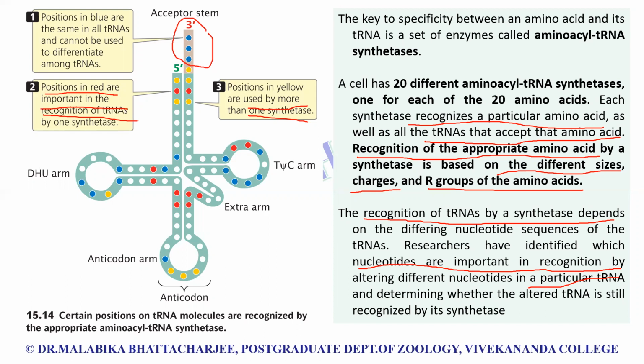The second genetic code are those red dots on the tRNA, which help the amino acid tRNA synthetase to recognize a specific tRNA for a specific amino acid. This concept is only present in the book Molecular Biology of the Gene by Watson. So while studying tRNA, we developed the concept of the first genetic code and the second genetic code.